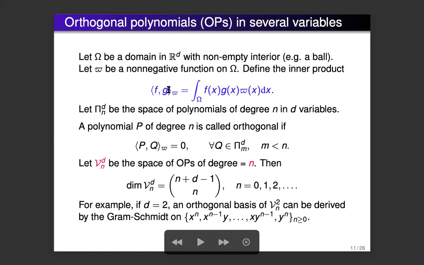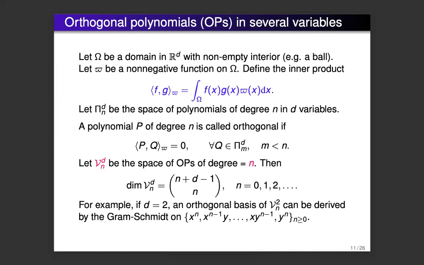We define the inner product as before. I just simply replace this by omega x to emphasize this is a little bit different. Let Pi_n^d be the space of polynomials of degree n in d variables. A polynomial p of degree n is called orthogonal. We still have this, but there's a but. It's for all polynomials of degree m, where m is less than n. But that really means I'm only asking it to be orthogonal to polynomials of lower degrees.